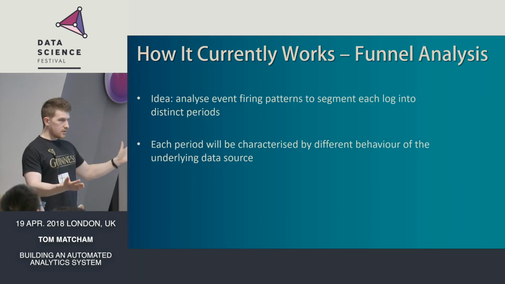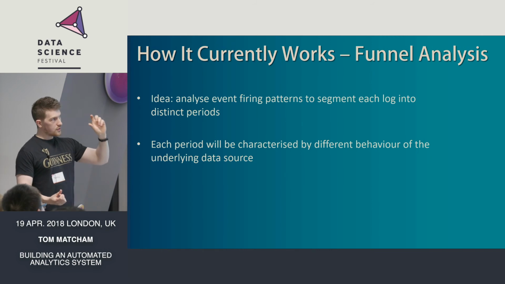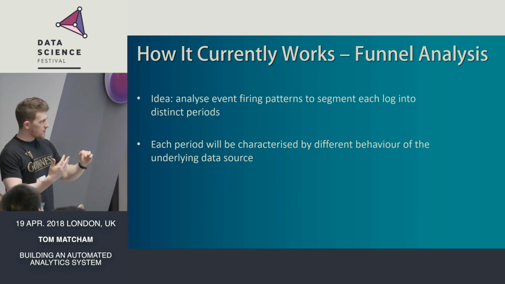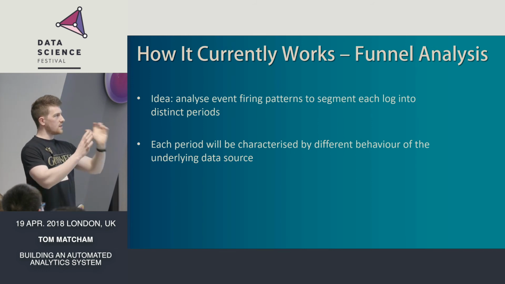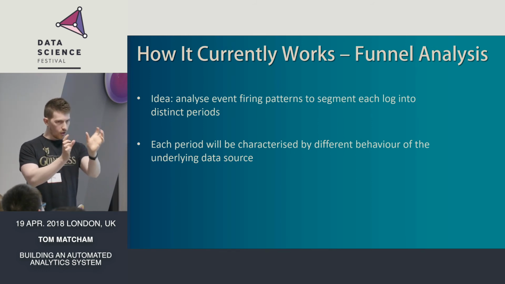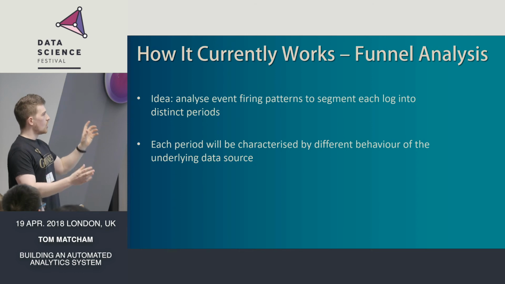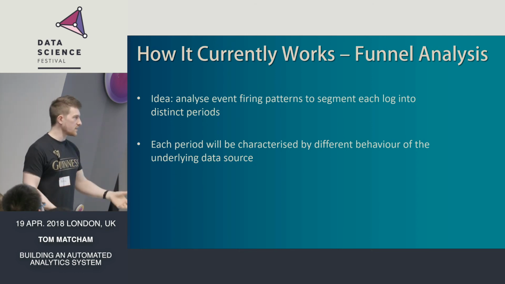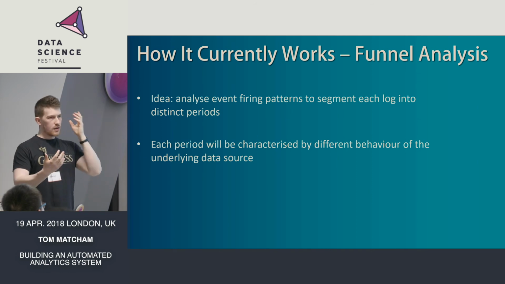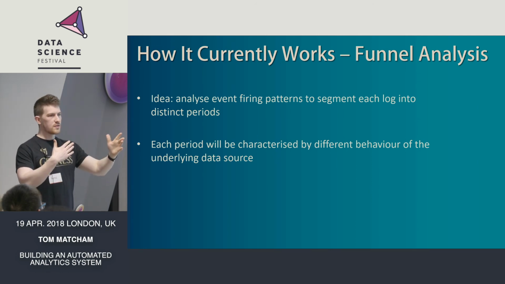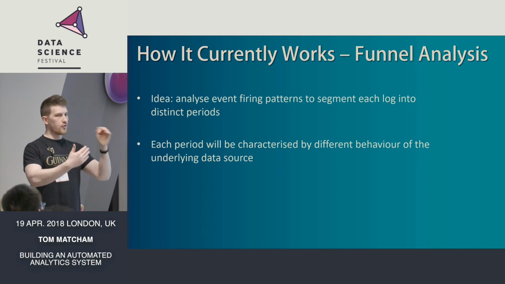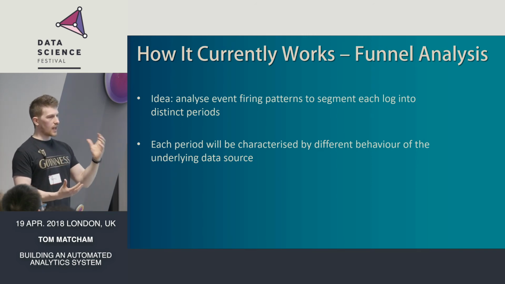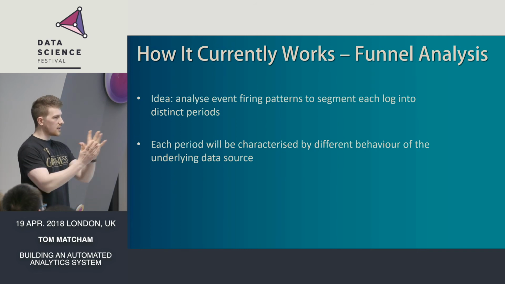So that's the aggregation, and that's how we do the funnel prediction. To actually do the funnel analysis generation to get the different stages, I mentioned this before. The idea is to analyze the event firing patterns and to segment the log into distinct periods, which are a proxy for the underlying behavior of the data source. So we know that when the user's involved in a tutorial, the events are going to look different from when they're just in the core game loop. And so the system is trying to identify that behavior and then split the log up based on that.